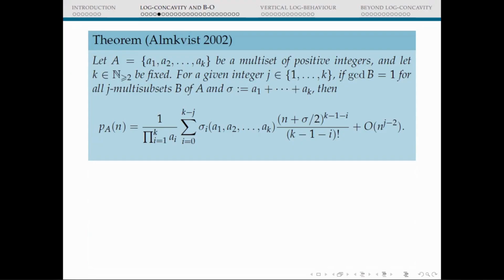The most important thing is that it says that if every k minus 1 multisubset is coprime, then not only the leading coefficient is independent of the residue class, but also the second one is independent. If we assume, on the other hand, that every k minus 2 multisubset is coprime, then not only the first one, but the second one and the third one, all of them are independent of the residue class of n modulo the least common multiple of A.